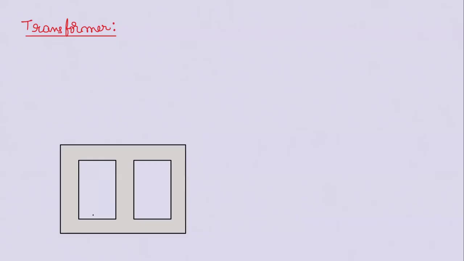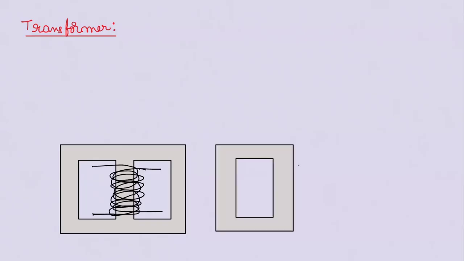There are two types, core type and shell type. What I'm discussing here is the first one, the shell type. There will be a soft iron core, and this is the gap here, and there will be one coil like this. On top of it, another coil will be there. So two coils will be there like this. This is the shell type. And one more is also there. This is the core type. One coil will be here, and the second coil on the other side.